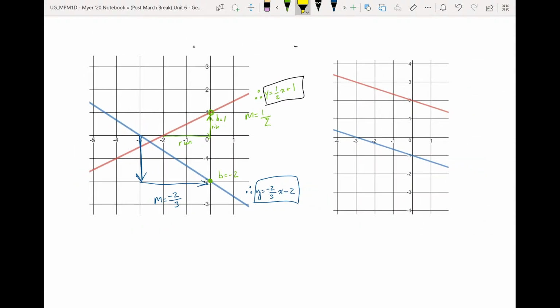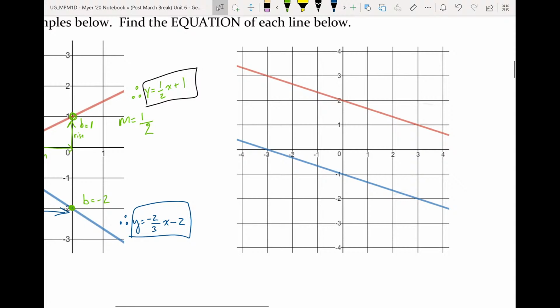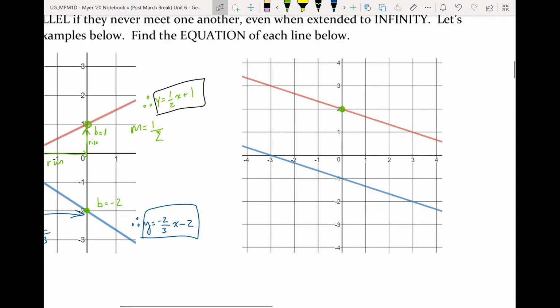What about the other one? So in this example over here, I see that I have a y-intercept of 2. And if I do my slope, I'll do my rise and run. I'm going to go down 1 over 3, because those are my 2 points that work really well. So I have -1 over 3, so slope is equal to -1 over 3. So therefore, my equation is y equals -1 over 3 x plus 2.